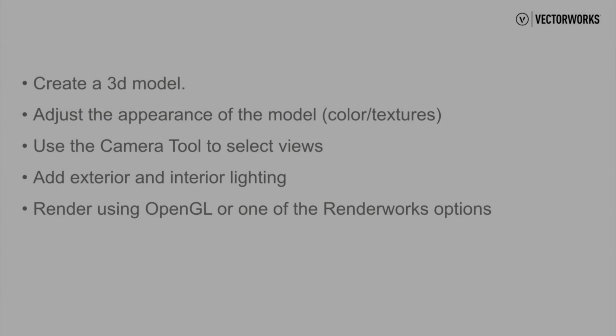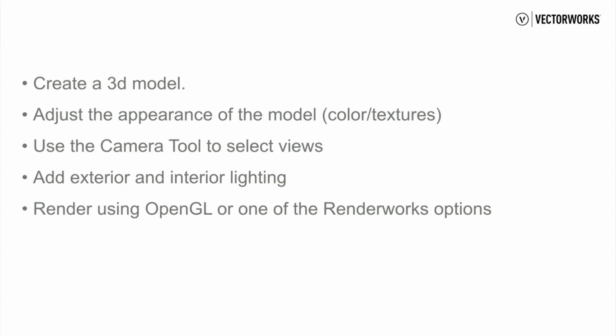First, we create a 3D model. Then we alter the appearance of the 3D model with color and textures. Now we use the camera tool to select views, and then we add lighting, both exterior lighting and interior, as appropriate to the model we're using. And finally, we render using either OpenGL or one of the Renderworks options, and that's the basic workflow.